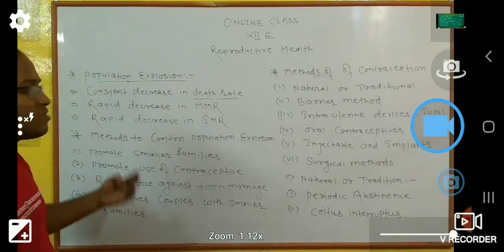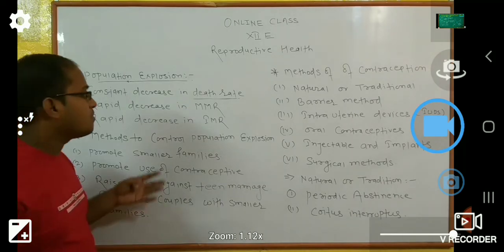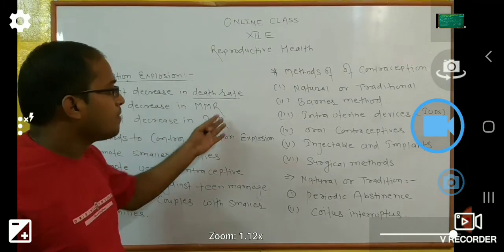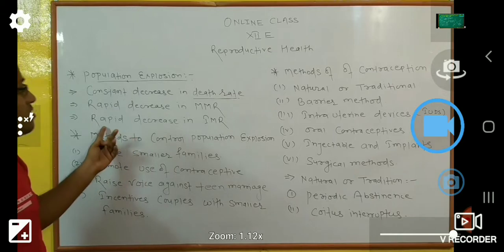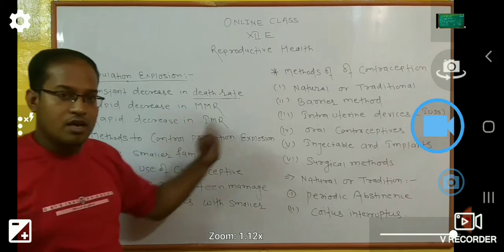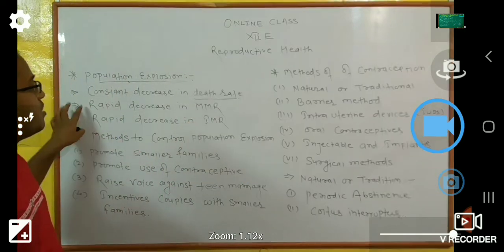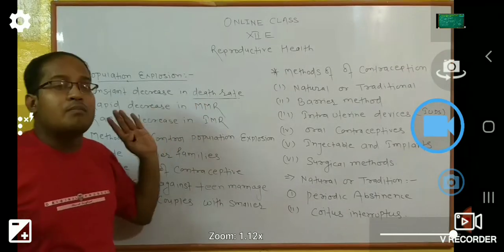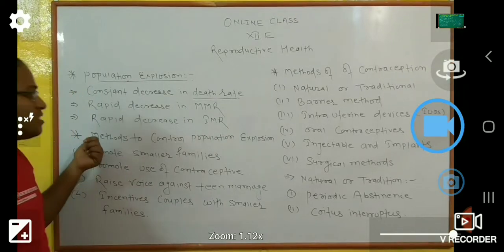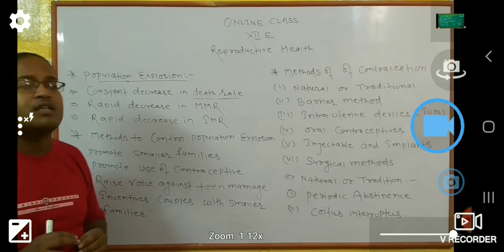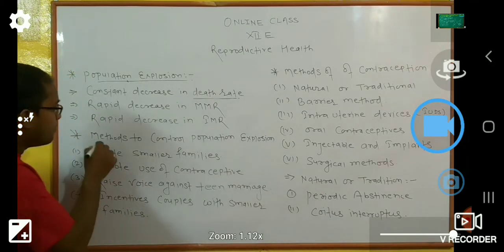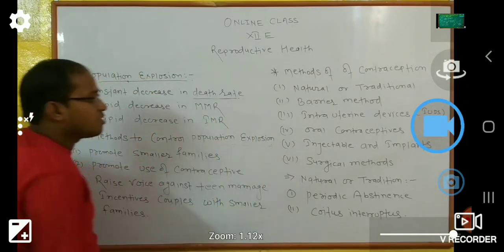ठीक है. Next, due to some major steps, I will tell you which major steps were taken. There was a rapid decrease in MMR, maternal mortality rate, and a rapid decrease in IMR, infant mortality rate. Both sections I will cover in further videos. Due to the decrease and rapid changes in both, the population explosion became very high. So certain decisions were taken by the government to control it. The plan was methods to control population explosion.